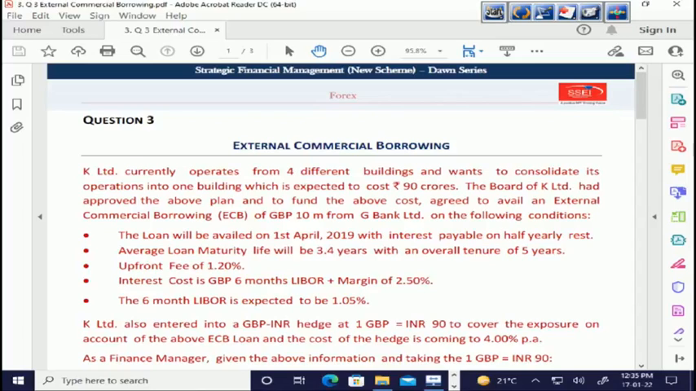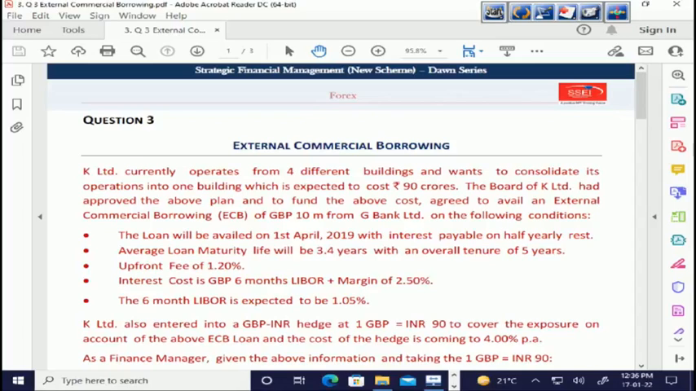Interest cost is 6-month Libor plus margin of 2.5%. And 6-month Libor is expected to be 1.05. This is ridiculous. They are giving a floating rate loan but converting it into a fixed rate, because 1.05 plus 2.5 is 3.55%, and it's all per annum. Even the 6-month Libor is Libor per annum. So you don't have to think about dividing by 2 and all that. Okay, 1.05 plus 2.5 is 3.55%.